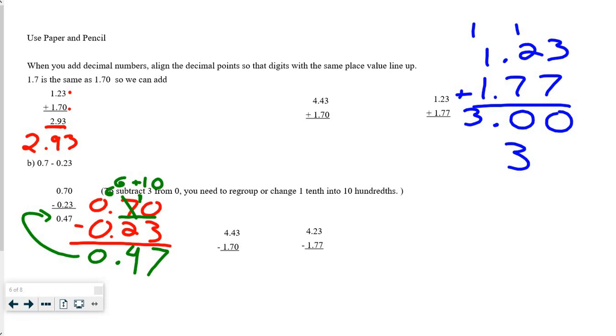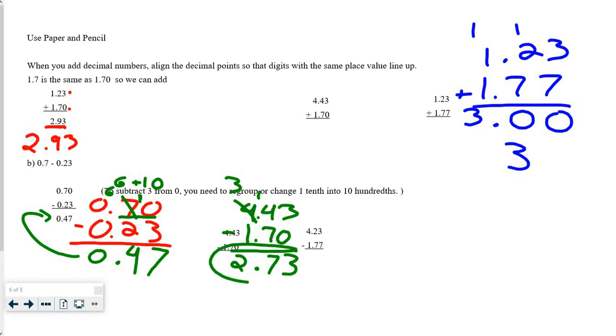When we continue here, 3 minus 0 is 3. Sorry about my squiggly writing. I'll write this bigger and better. Three minus 0 is 3. 4 minus 7 can't happen, so we borrow 1. 14 minus 7 is 7. We put the decimal point there. 3 minus 1 is 2. So 2.73. That's our answer for the second one.